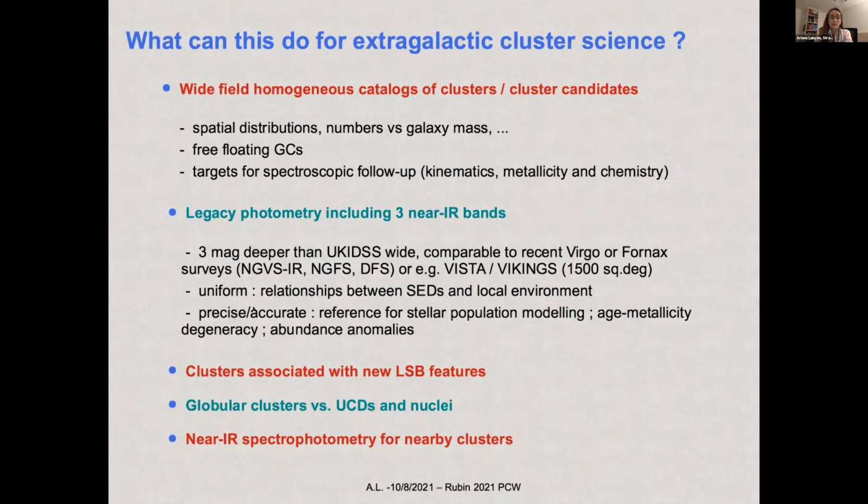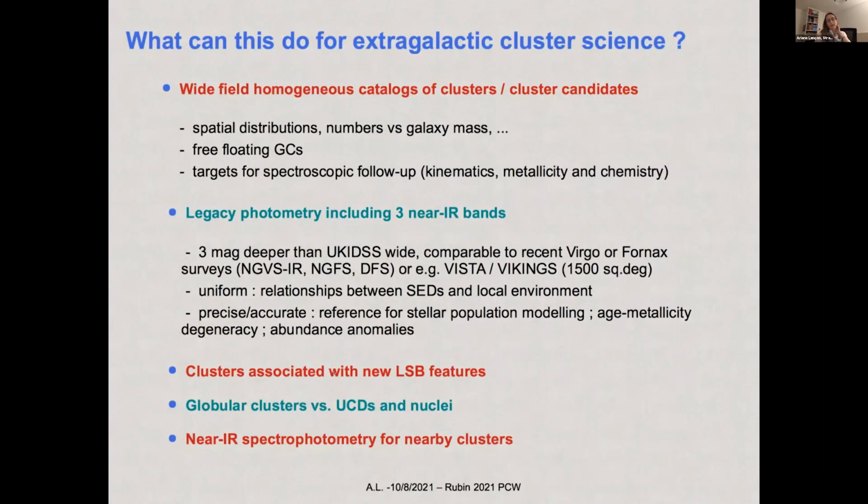And the precision and accuracy of the data means that you'll have reference photometry for stellar population modeling. The infrared photometry is going to help break the age-metallicity degeneracy. And the SEDs as a whole can help us search for abundance anomalies in globular clusters in certain environments. So I'll come back to some of those.